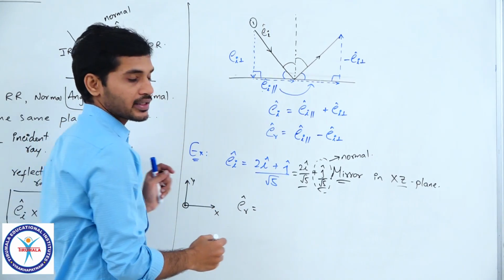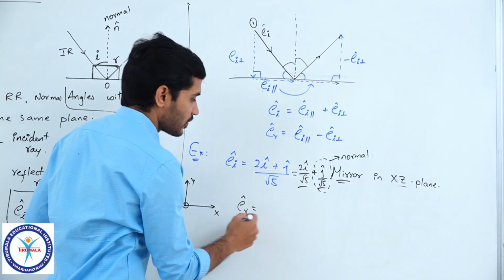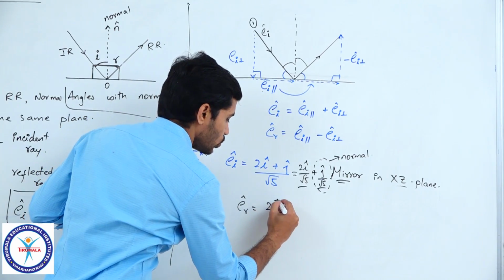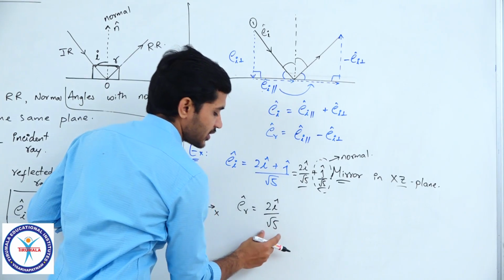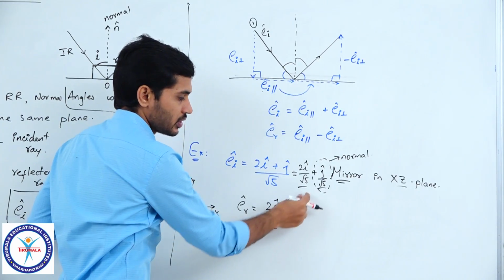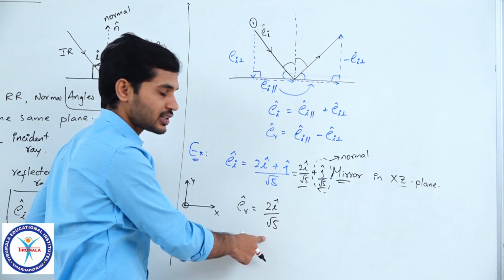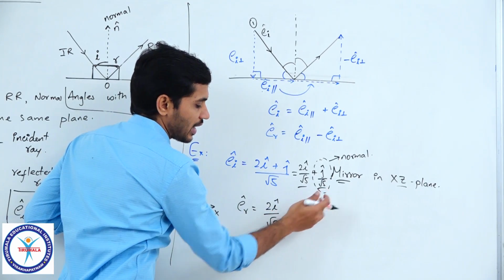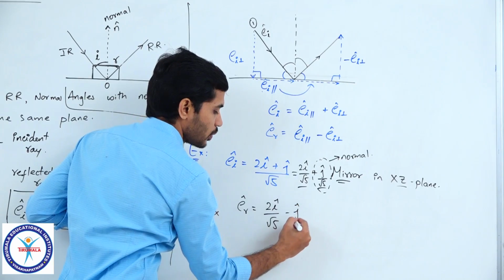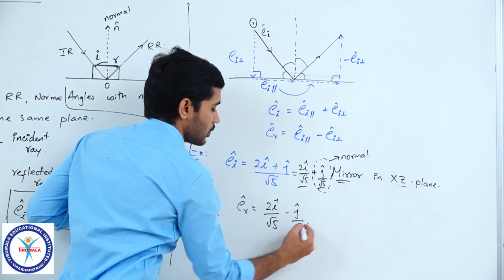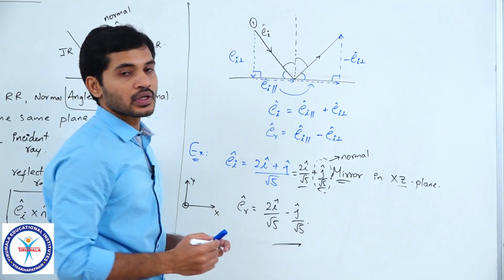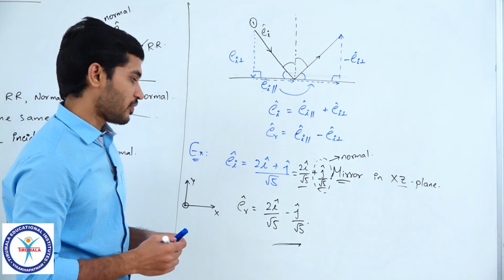So, I can directly write the unit vector in the direction of the reflected ray as 2i cap by root 5. This is the parallel component, so I am writing it in the same way without changing its sign, whereas for this one I will have to change the sign because that is the normal direction. So, that would be the unit vector in the direction of the reflected ray.